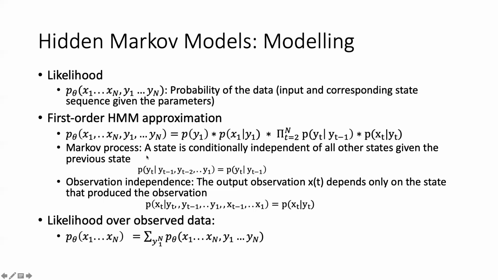Since in an HMM we only know the observation sequence and the underlying hidden state sequence is unknown, in order to compute the likelihood over the data, we have to sum over all possible hidden state sequences. So this is obtained by marginalizing over the state sequence.